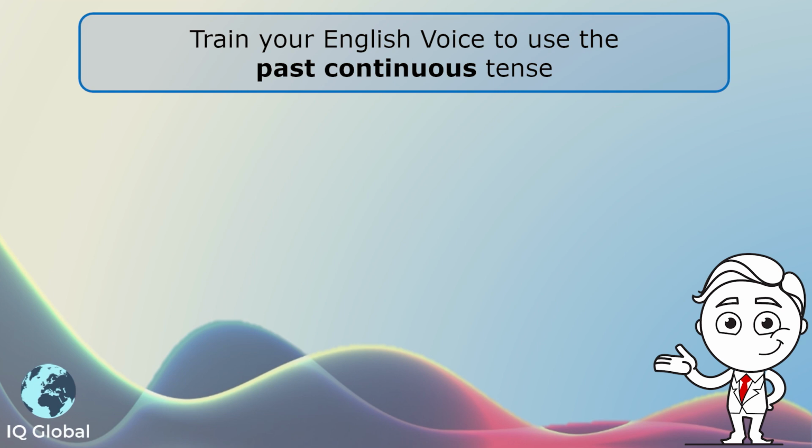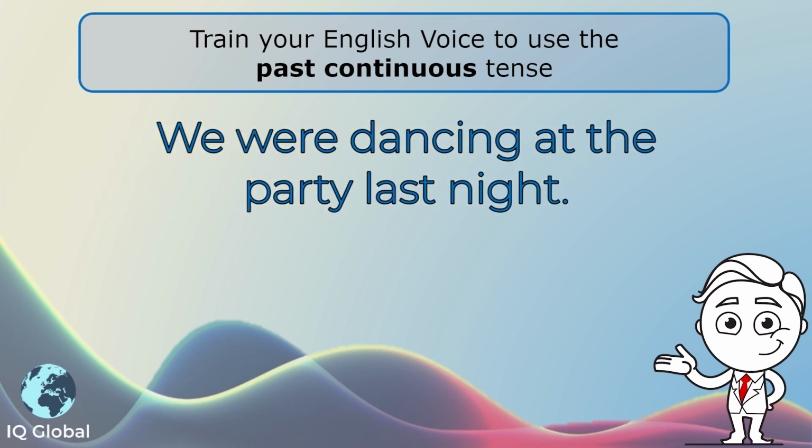Let's have a look at one more example. We were dancing at the party last night. So here we have a specific time in the past. I'm talking about last night. The subject is we, so I used the word were, which tells us that it is past tense. And here is my verb dance, and I added ing to make it dancing, and that makes it continuous. So here we have a past continuous tense sentence.